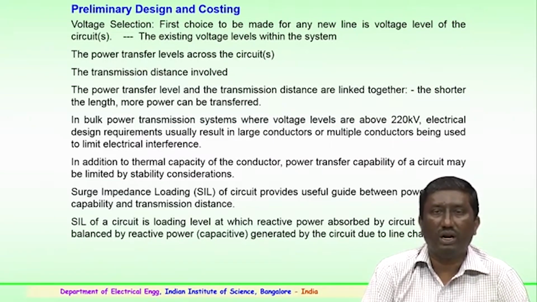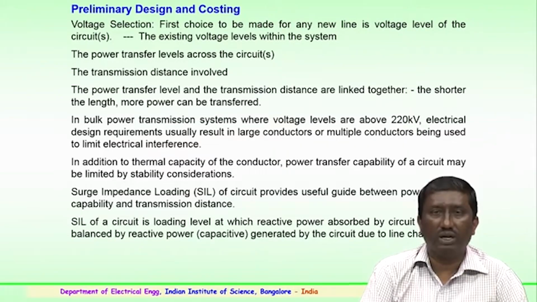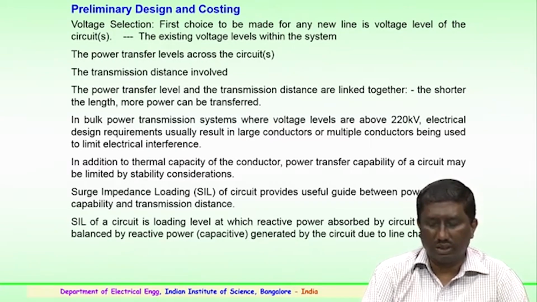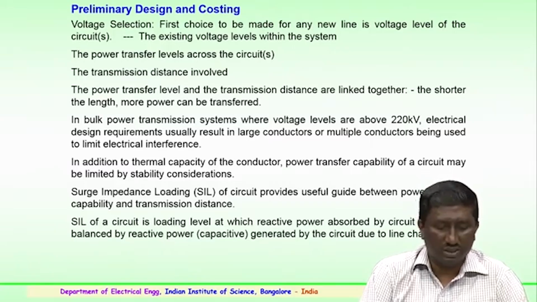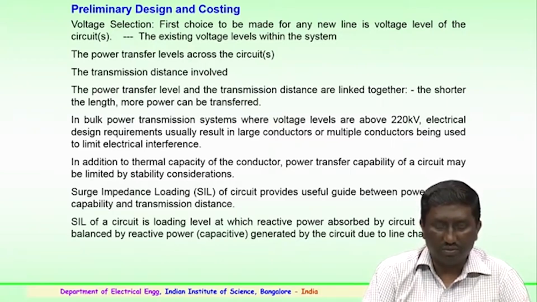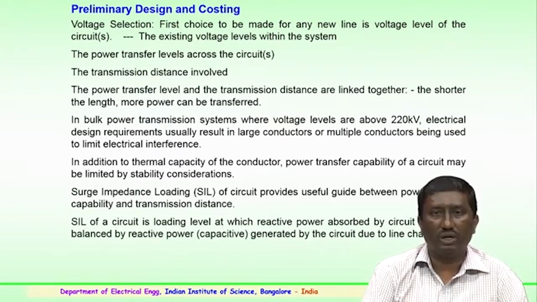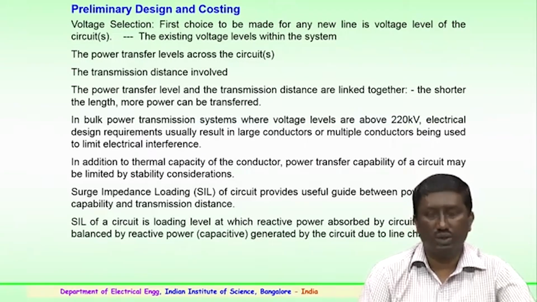What is the surge impedance loading? It is a loading level at which the reactive power which is absorbed by the circuit, particularly inductive in nature, should be balanced by the reactive power, that is the capacitive power generated by the circuit due to line charging. So, this surge impedance loading is a very critical parameter, which acts as useful information between the power transfer capability and the distance over which the transmission or the distribution is to be made.